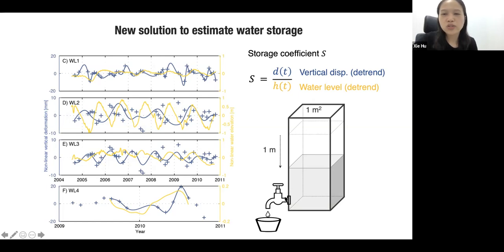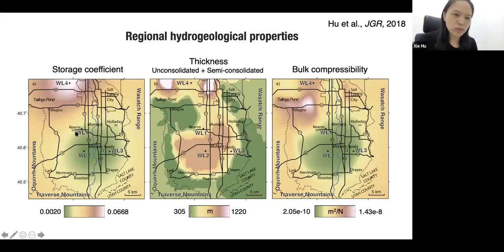It can be computed by correlating the vertical displacement in blue lines and the water level in yellow lines. So here, from the spatial interpolation, we can generate this map of storage coefficient. We also digitized the isopatch map of the unconsolidated and the semi-consolidated layers so as to infer the thickness of the aquifer system. And then we can further compute the bulk compressibility. So at this stage, as long as we have InSAR-observed displacement, we can estimate the water storage on the corresponding dates.